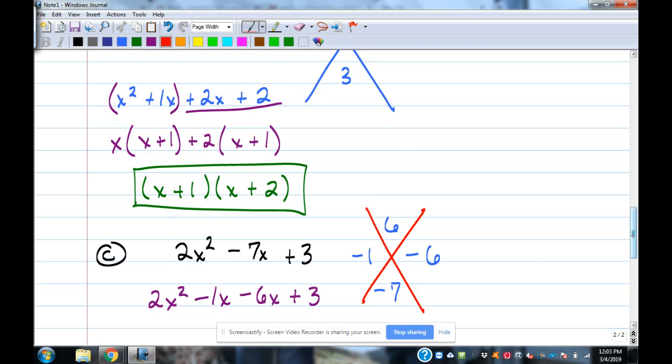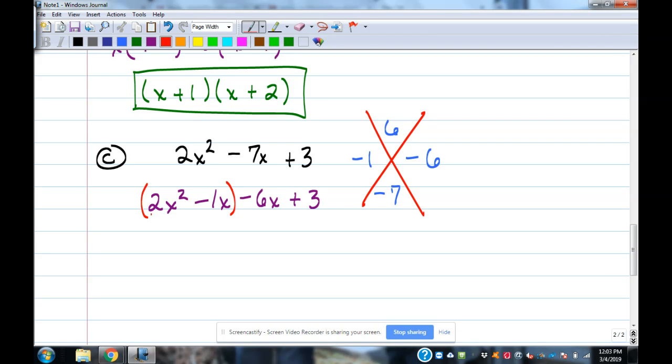So we group them. First pair together. Is this one divisible by 2? No. Well, what do both of them have? They both have an x. 2x squared and 1x both have x's. Nothing else that goes with the numbers, but an x is a common factor. So what's left in here? 2x minus 1.